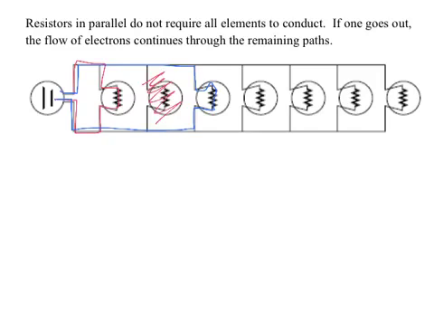This was that example that somebody mentioned, the Christmas tree. If one bulb goes out, the rest don't go out anymore. Old Christmas tree lights, they used to all go out, right? If you pop one bulb, they would all go out. Those were made in series. Newer ones are made in parallel.